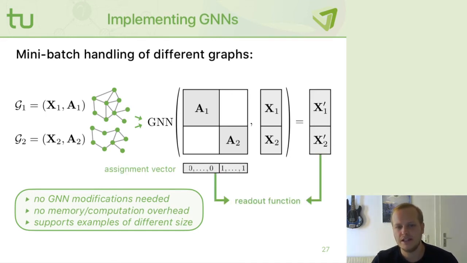However, one needs to take care when applying readout functions on the node representations to obtain a global graph representation. Here, since we no longer have a distinct batch dimension, we need an additional vector which tells us which node belongs to which example. This is indicated here by this assignment vector. So for applying readout functions, one would now take in the output node representations in conjunction with this assignment vector to obtain a global graph representation for each graph in the mini batch.